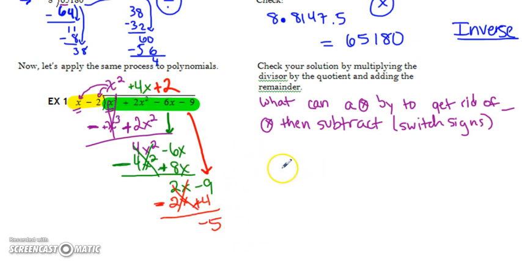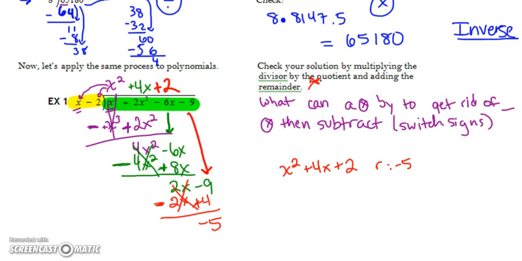So my final answer is x squared plus 4x plus 2 with a remainder of negative 5. Okay? Now, we could check our solution by multiplying the divisor by the quotient and adding the remainder. I'd love it if you could do that on your own. I want to make sure I have enough time to do at least one more example with you, but that would be a great thing to check your answer.